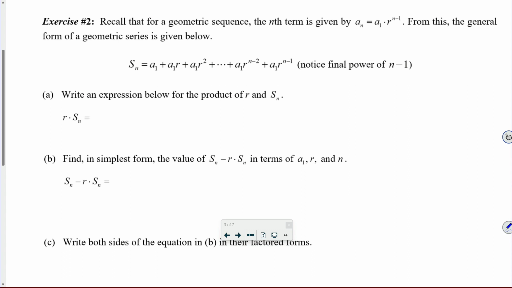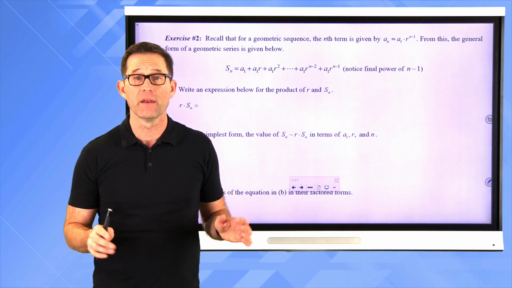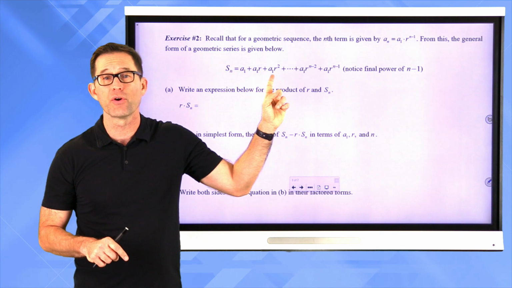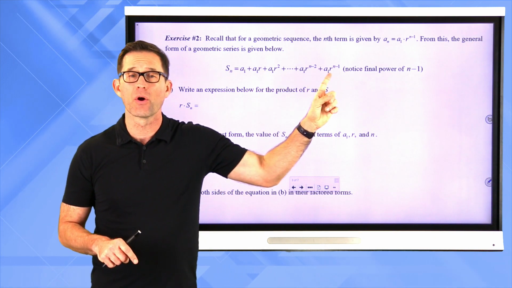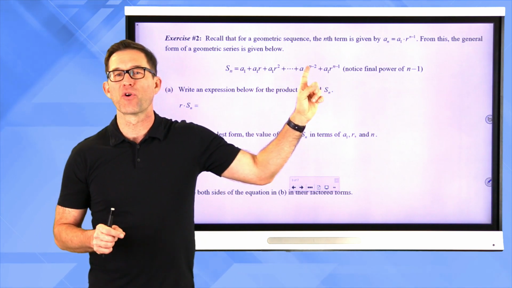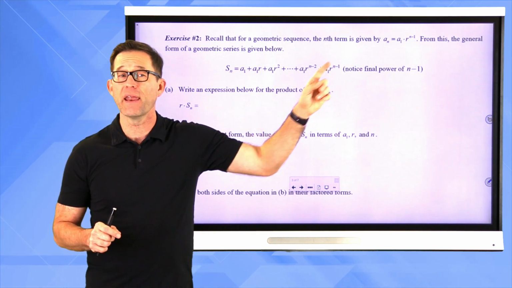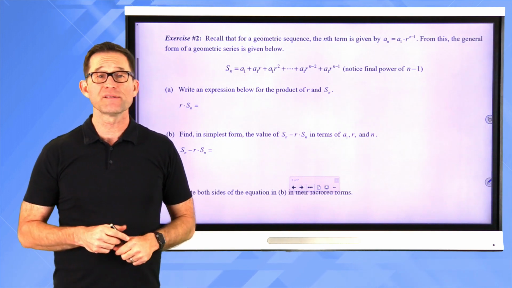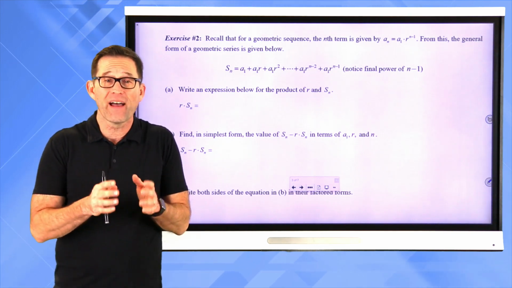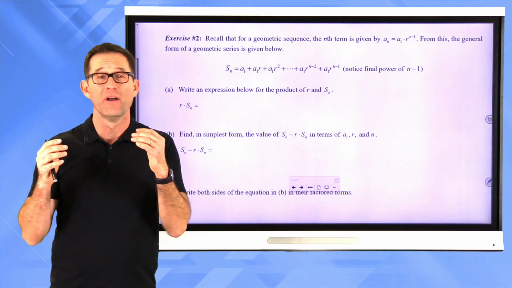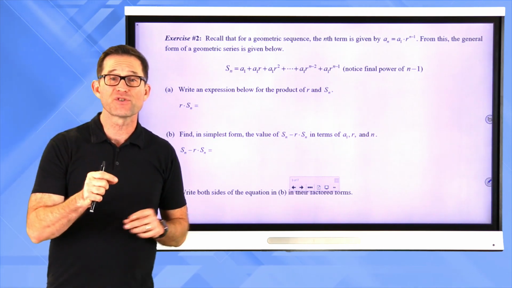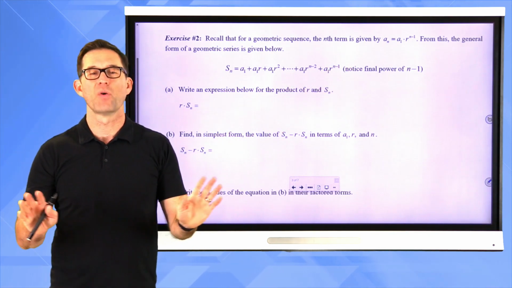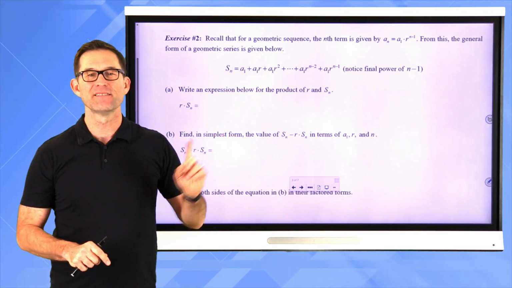And again, I cannot emphasize this enough. To develop this formula, we're adding the first term to the second term to the third term, all the way to the nth term. And boy, it would be nice if the nth term was a sub 1 times r to the n, but as we looked at, both back in Algebra 1 and a few lessons ago, the nth term, the last term in a geometric sequence, is the first term times the common ratio to the n minus 1. All right, all that being said, let's take a look at letter A.